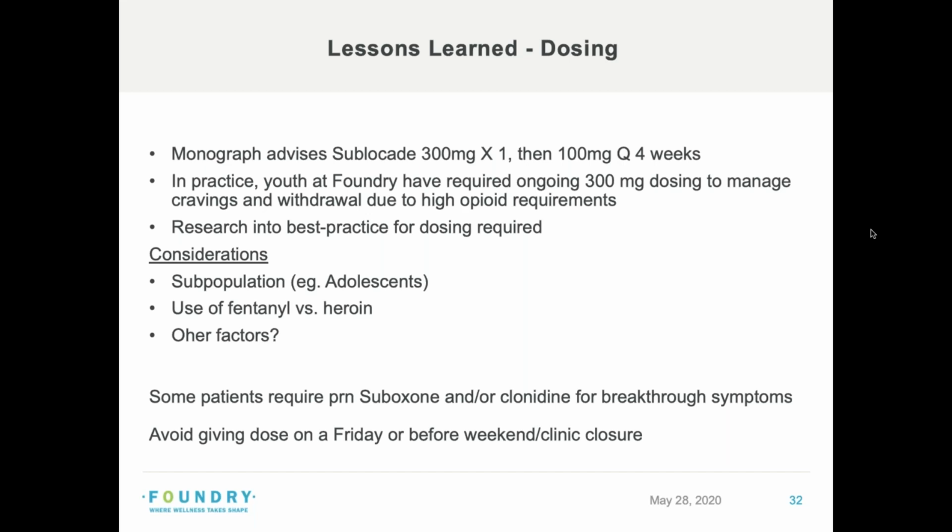Other considerations around dosing is subpopulation. With the younger youth, Sublocade is actually not officially indicated for under 18 years old, but you can access it, but it's a little bit more of a process. So I'm not sure what other factors may be leading to the need of the higher dose. We also found that some patients, even at this dose, required some PRN Suboxone and/or clonidine for breakthrough symptoms.